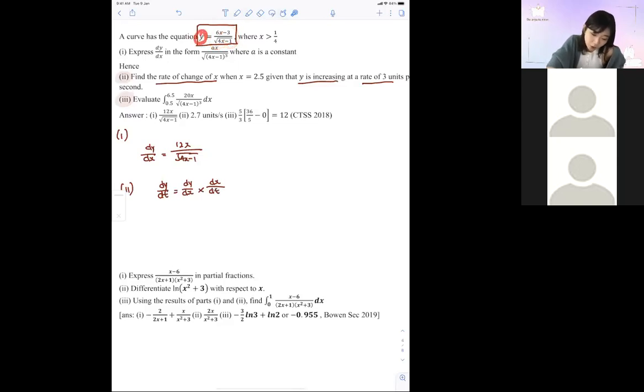Whatever variable is on the left side remains on the left side. Whatever is on the right side remains on the right side. Don't swap them. So they say that y is increasing at the rate of 3. This is 3. Then dy over dx you have already.